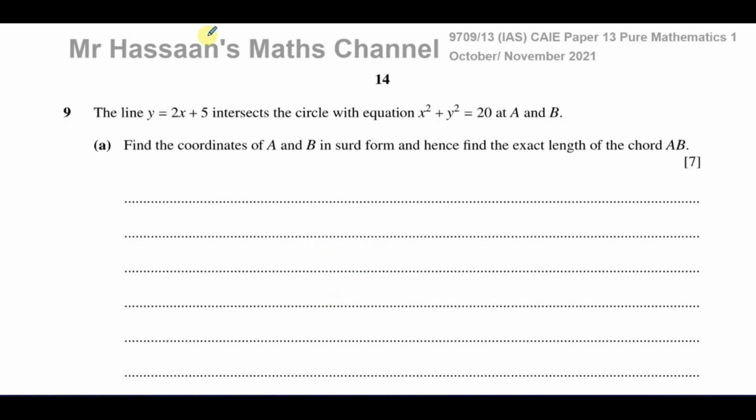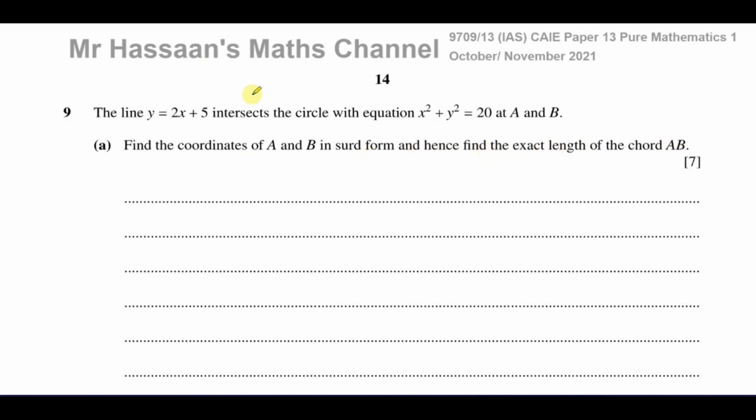We have a question dealing with equations of circles, which is a new topic in the syllabus that started in 2020. The line y equals 2x plus 5 intersects the circle with the equation x squared plus y squared equals 20 at A and B. Find the coordinates of A and B in surd form, and hence find the exact length of the chord AB.